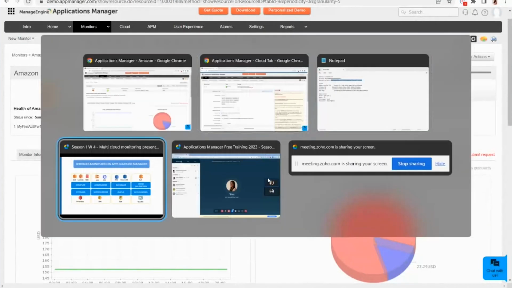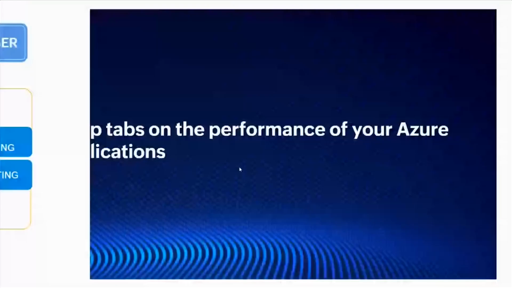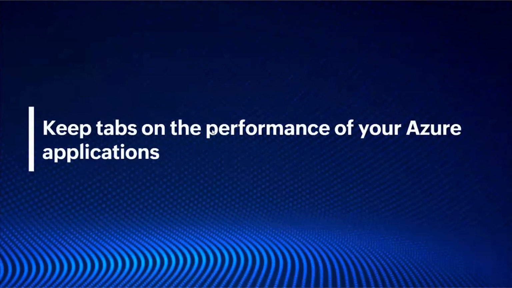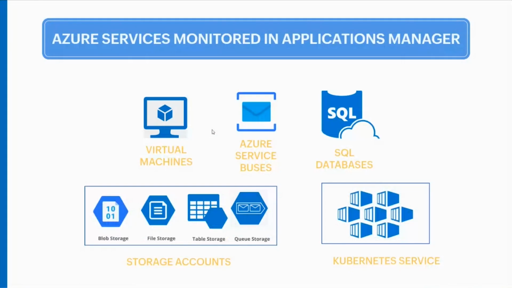Moving on, we're going to the next topic of the day, which is how we can keep tabs on the performance of your Azure applications. So here are the Azure services that are monitored by Applications Manager. So you can see that there are Azure virtual machines, Azure service bus, and you have SQL databases, storage accounts, along with your Kubernetes service.